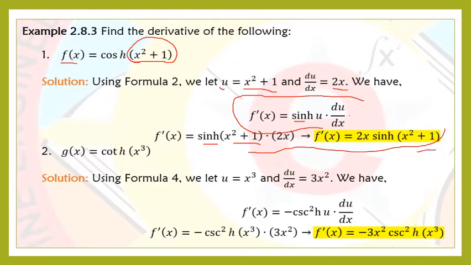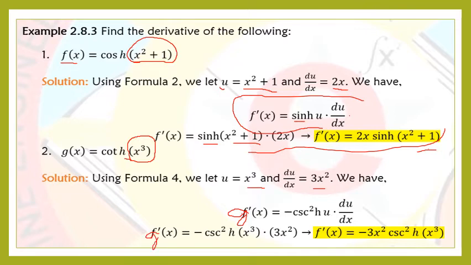Another example is g of x equals hyperbolic cotangent of x cubed. It's very easy. Our u here is x cubed. Using formula 4, we let u equal x cubed, and the derivative of x cubed is 3x squared. I derive it right away so we can do direct substitution in the formula, and after that it's just simplification. Sorry, this is g prime, because g of x is the function used.